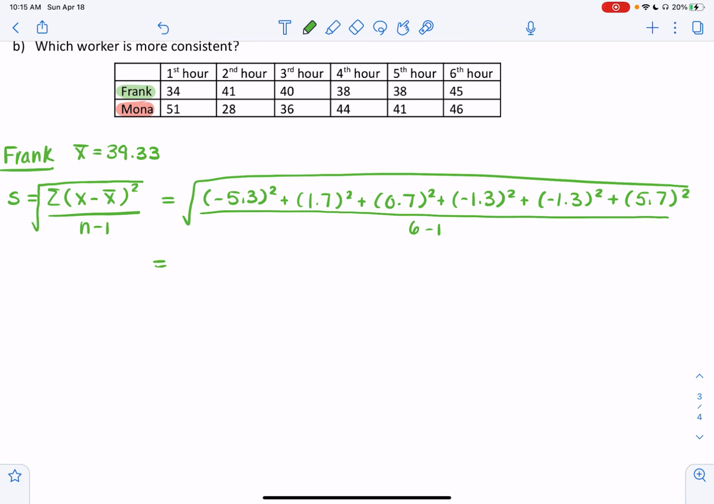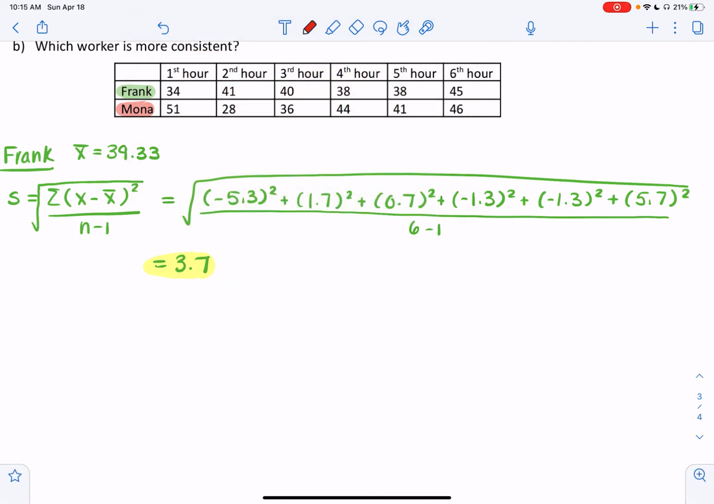Now you can see that this is probably the maximum number of data points I'd want to add up like this without the chart, because it does get a little messy. Now I'm just going to put all this in my calculator in one go. You can absolutely break it down a little bit more if you want to, but I'm just going to put it all in one go. So that will give me 3.7. That's my standard deviation for Frank.